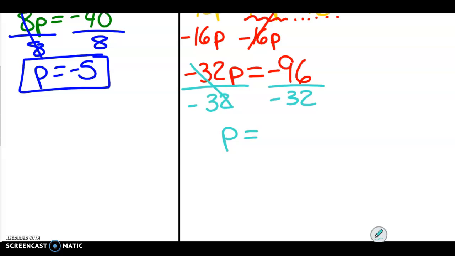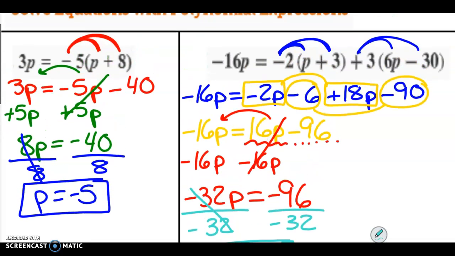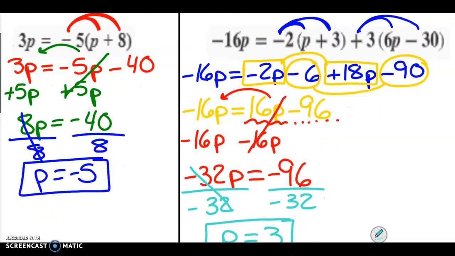-96 divided by -32. Well, first of all, a negative divided by a negative is a positive. 96 divided by 32 is just 3. So you end up with 3 as a solution to that big ugly equation that we started with.